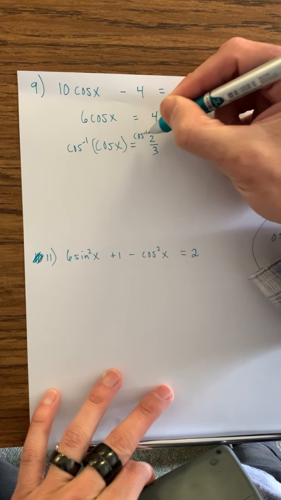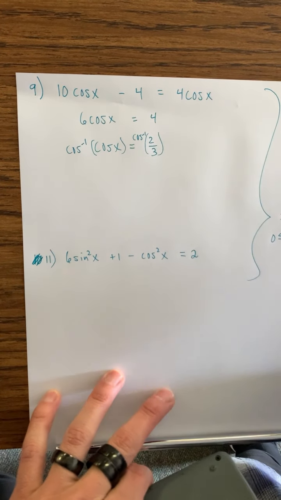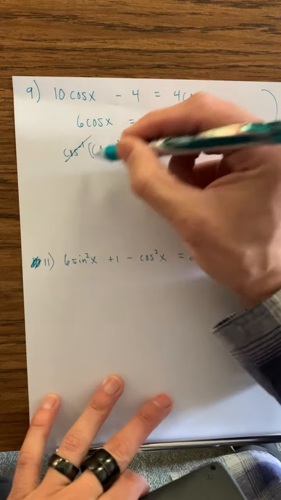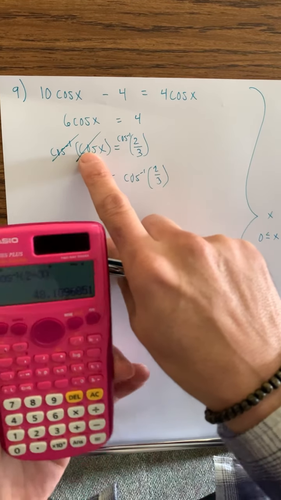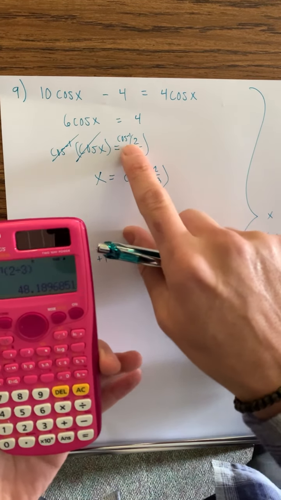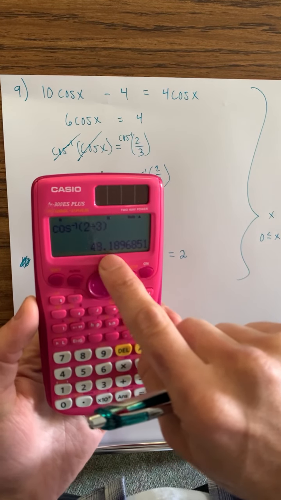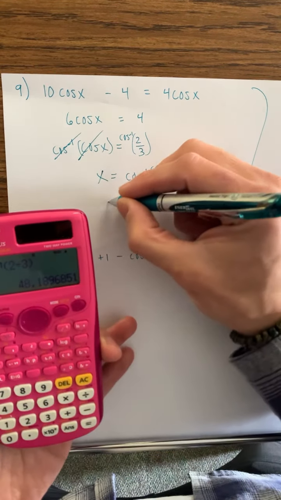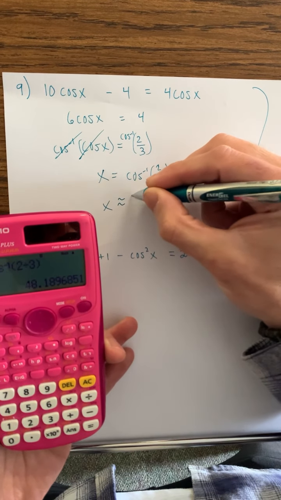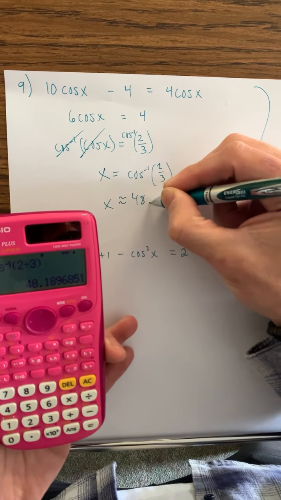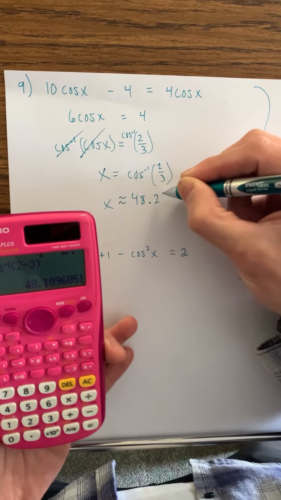I should have written it with more space. Take the cosine inverse of both sides, because cosine inverse and cosine knock out, so it's just x. And then cosine inverse of 2/3 on a calculator says about 48.18. So x is about, I'm going to call it 48.2 degrees.